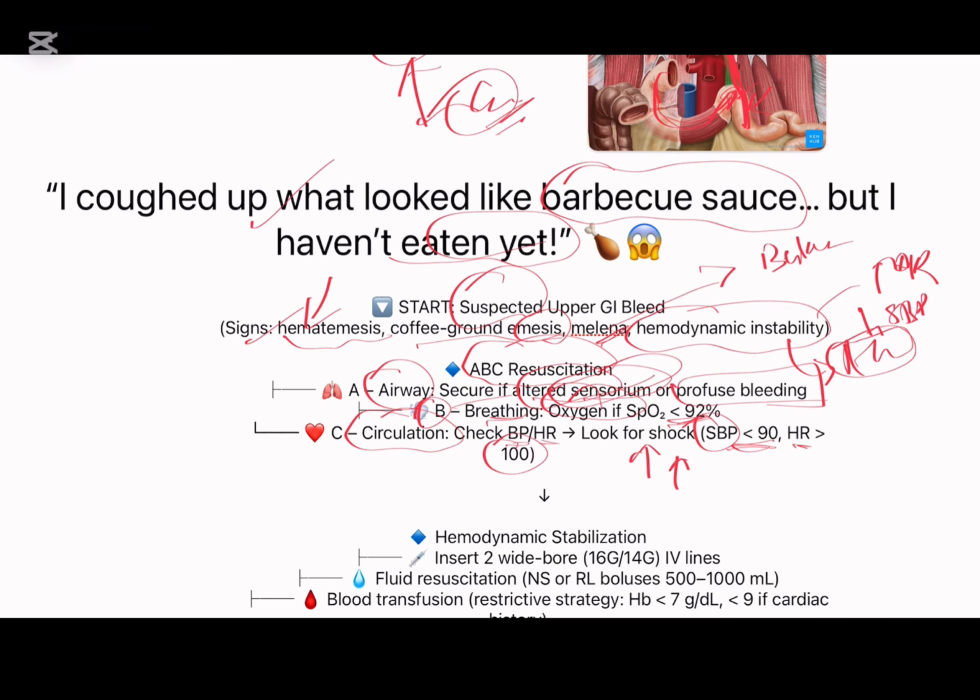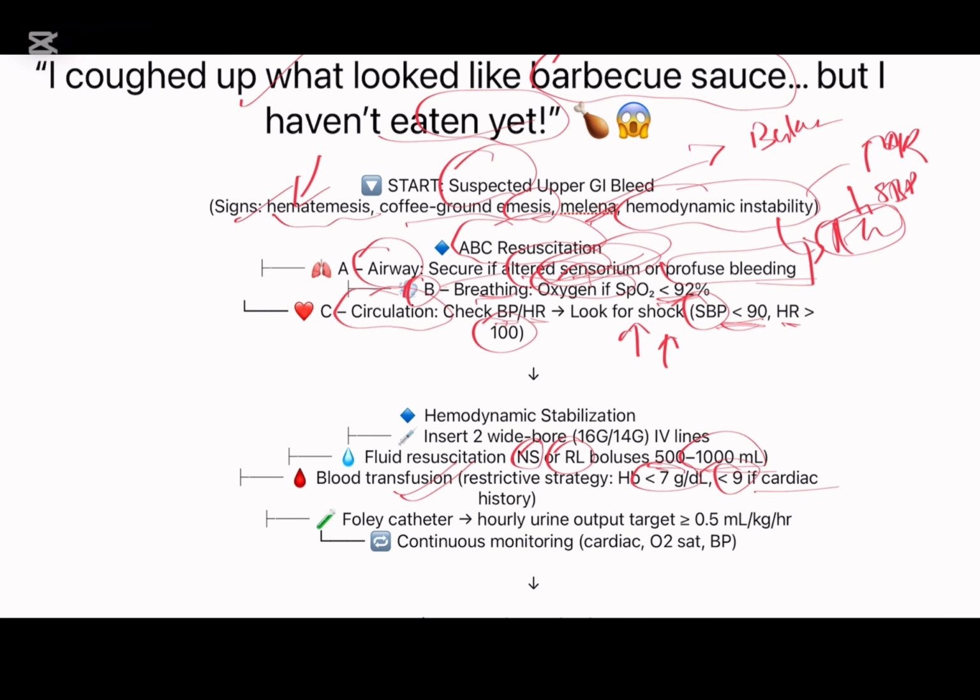We can resuscitate using NS or RL, 500 ml to 1 liter bolus. We should transfuse blood if the hemoglobin is less than 7, or less than 8 in a cardiac patient. We should do Foley's catheterization to monitor the urine output of the patient. It should be more than or equal to 0.5 ml per kg per hour. We should continue to monitor the patient, and check the cardiac status, oxygen saturation, and BP.